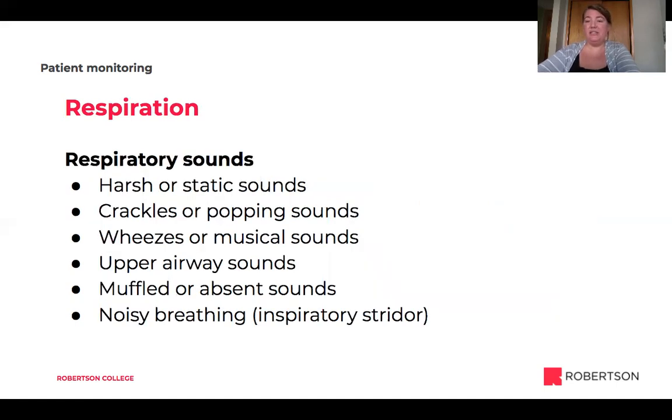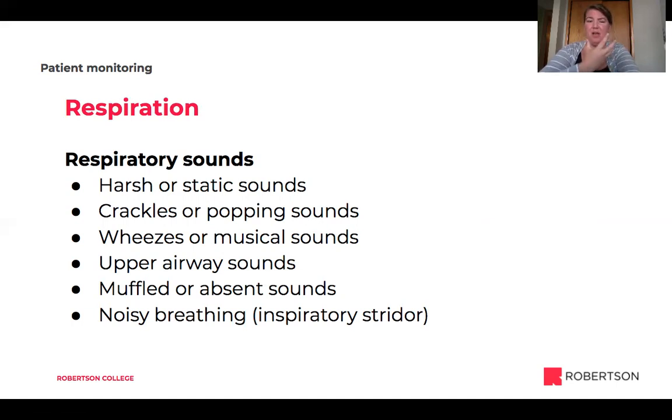We can also listen to respiratory sounds. Normal respiration shouldn't be noisy. So if you see any of these abnormal respiratory sounds, we would want to report that immediately to the doctor and record it in the file. So if we hear any harsh or staticky sounds when they're breathing, crackles or popping sounds, wheezing, or like if it almost sounds like they're humming a musical sound.